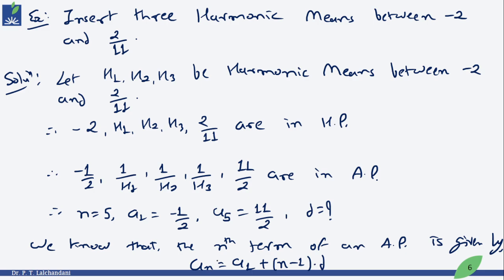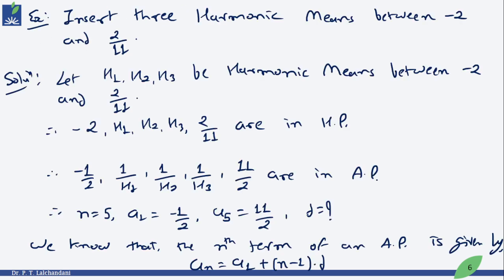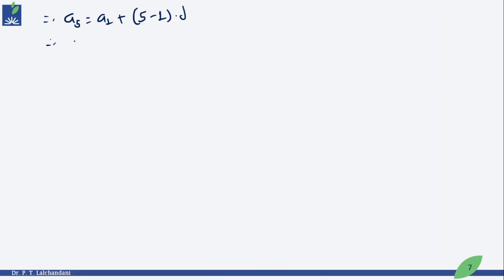So instead of an we have a5, therefore a5 is equal to a1 plus 5 minus 1 into d. Now what is the value of a5? A5 is equal to 11 by 2. So 11 by 2 is equal to a1, which is minus 1 by 2, plus 5 minus 1, that is 4, into d. Now we want to find out the value of d, so we'll solve this equation for d. We'll take this term on the left hand side. Instead we can say that we are adding 1 by 2 on both the sides.